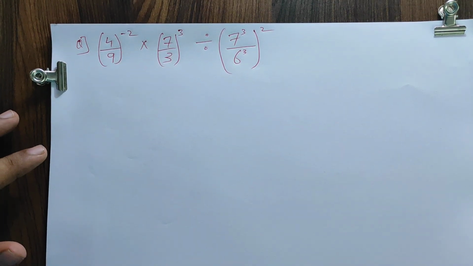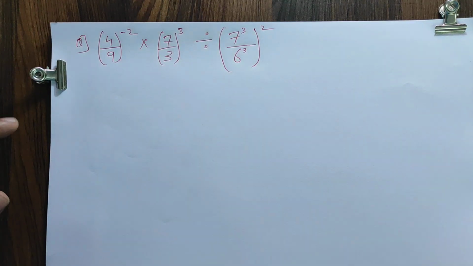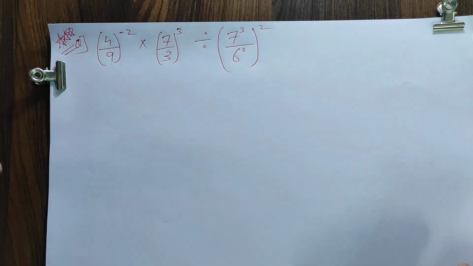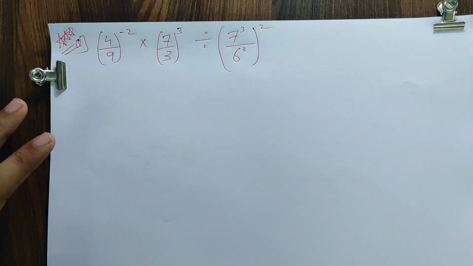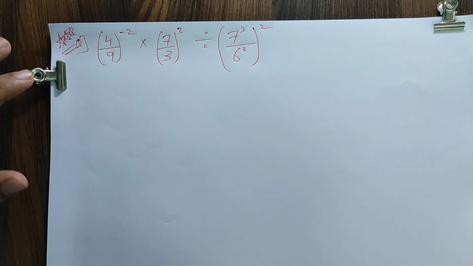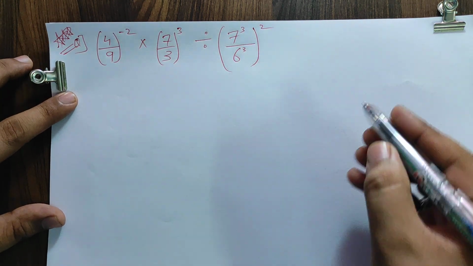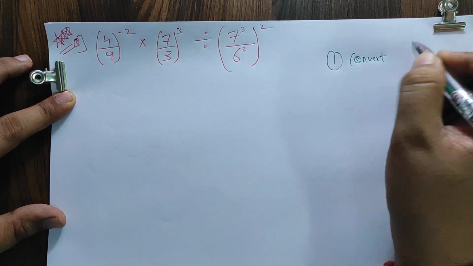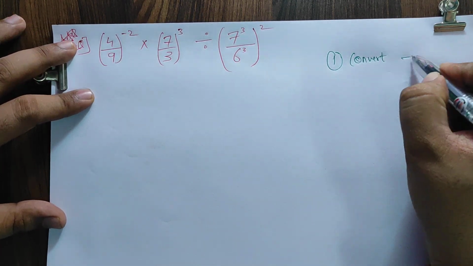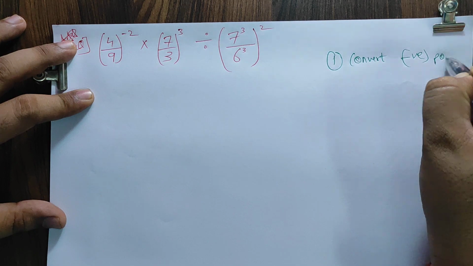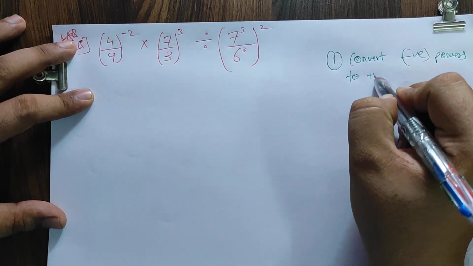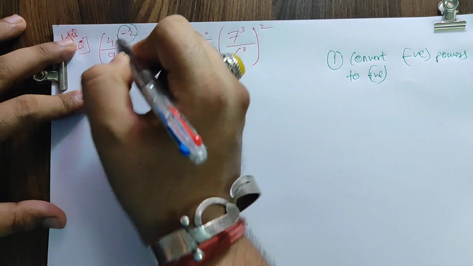Next question, students. Before starting this question, I'll mark 3 stars over here. 3 stars means it's a good sum. It does not mean that it's a complicated sum. Now how to deal with this sum? First of all, step number 1 will be to convert negative powers to positive. I can see only one negative power over here.